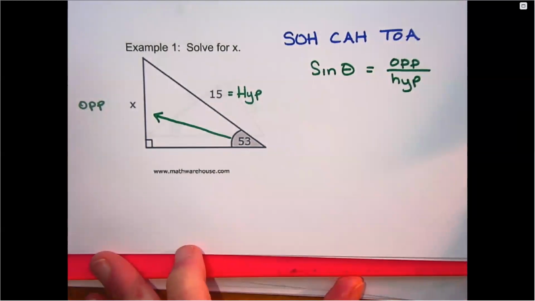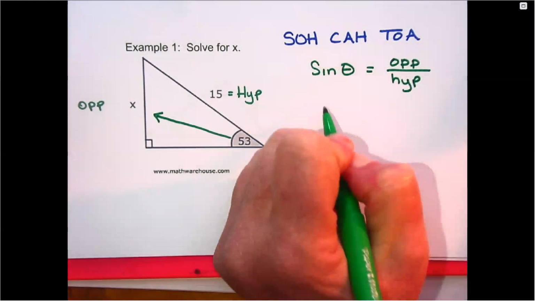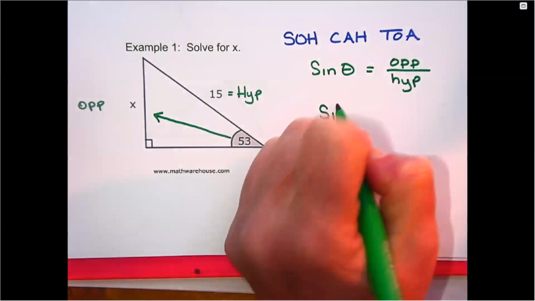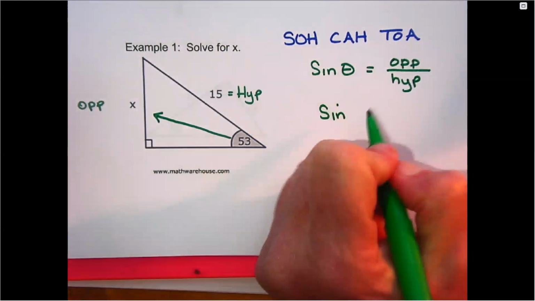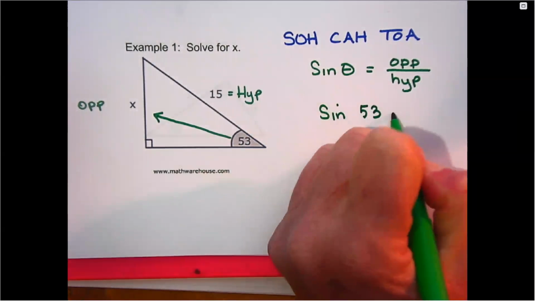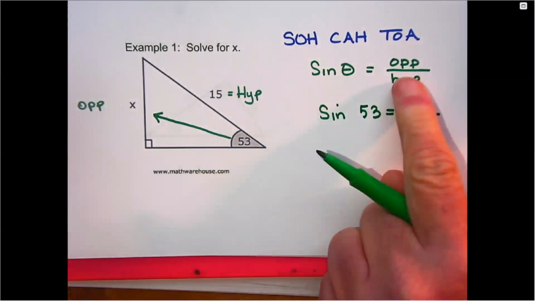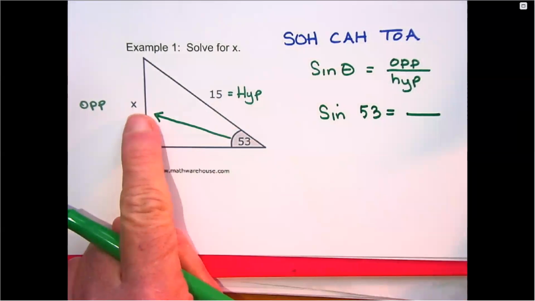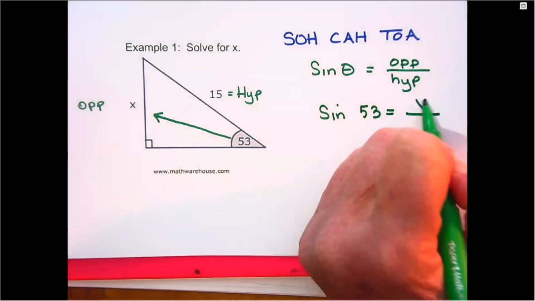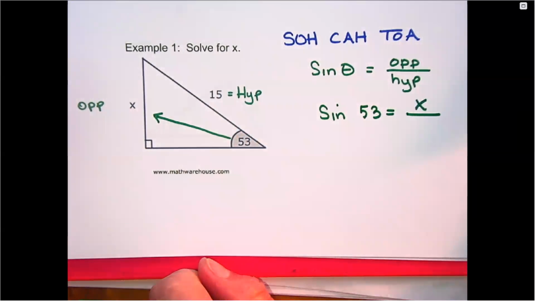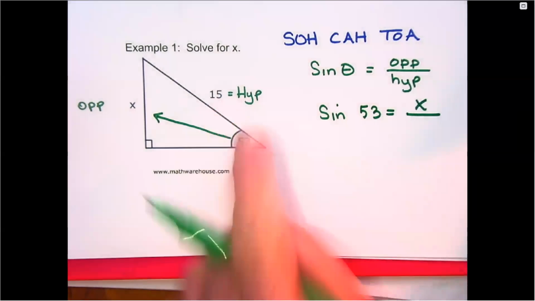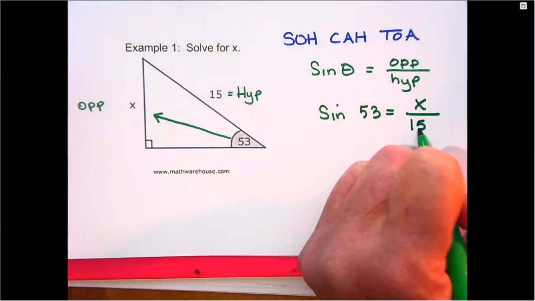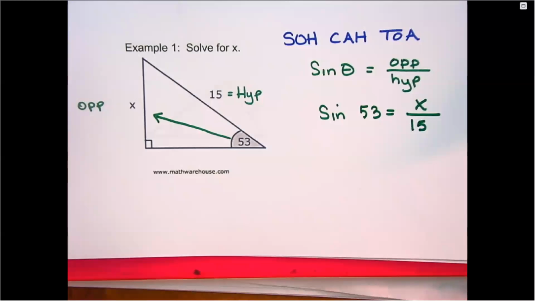So now I'm just going to fill in the blanks. The sine of an angle, and this angle is 53 degrees, is the opposite side. Which side is opposite that angle? X. Over the hypotenuse. And what is the hypotenuse in this problem? 15. Well, I have written an equation.